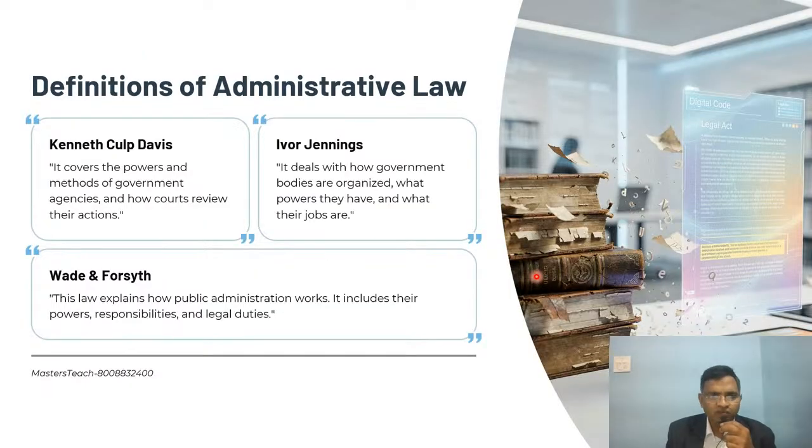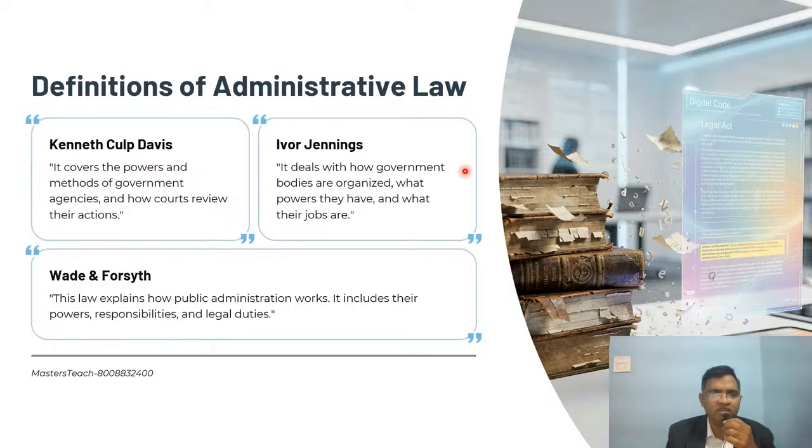if the government's actions unfairly affect someone's rights. The definitions are given by three people: Kenneth Culp Davis, Ivor Jennings, and Wade Forsyth. So, Kenneth Culp Davis. When you're writing the examination, you should make sure that you write at least one or two definitions. Administrative law covers the powers and methods of government agencies and how courts review their actions, which is given by Kenneth Culp Davis.